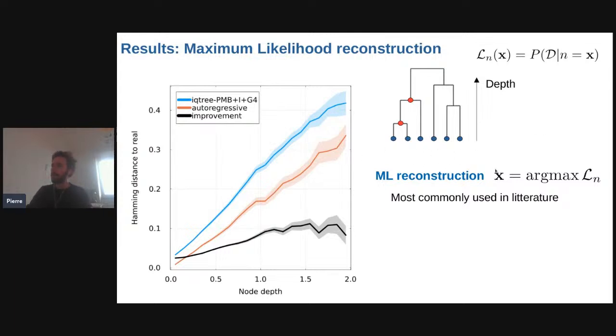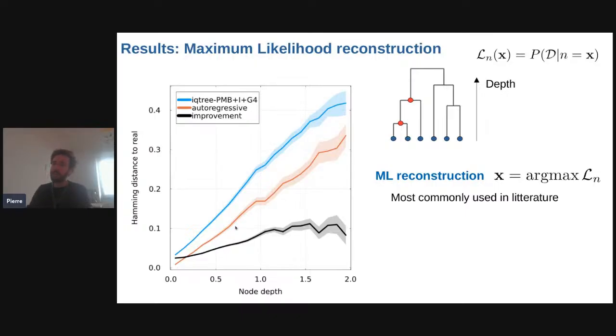So what I'm showing you here is the ML reconstruction. We just take the sequence that is the most likely according to each model, which is the thing I think most commonly used in literature. And what you see is that IQ3 typically lands farther away from the truth than the autoregressive method. This difference gets higher and higher as you go deeper into the tree. The black curve here is the improvement, the blue curve minus the orange curve. The fact that this is positive tells us that essentially what we do is better, right? Which is the goal of every method.